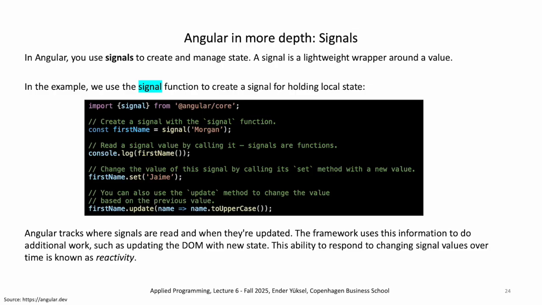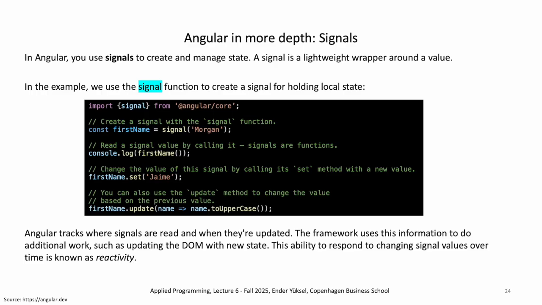Then, we read the signal. We call the signal like a function to read its value. This is important. Signals are actually getter functions, not plain variables. They return the current value. In the third part, we set a new value. So set replaces the current value with a completely new value, and Angular automatically notifies any components watching this signal.